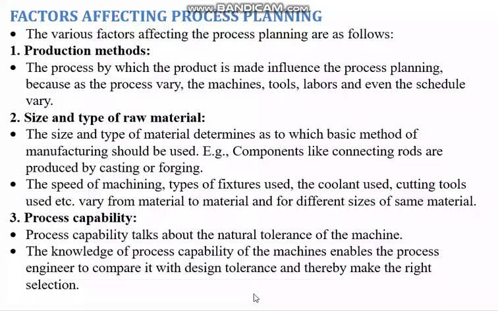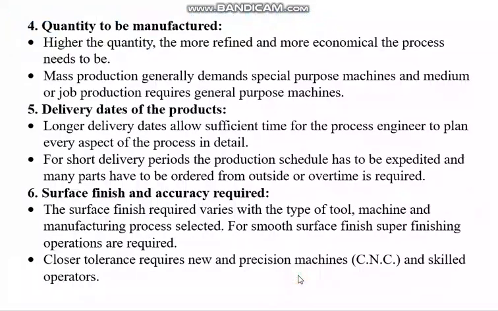Suppose he is having 2-3 machines, and different machines have different process capabilities, that means within what tolerances they can produce. Depending upon all that, if you have different machines and the process capability, then you will be able to choose for the given design tolerances which machines should be used.